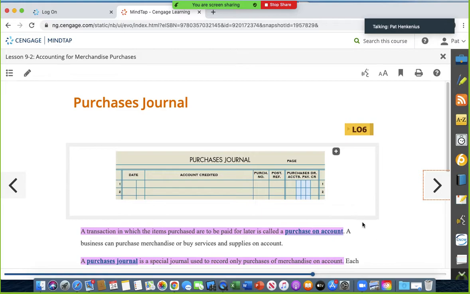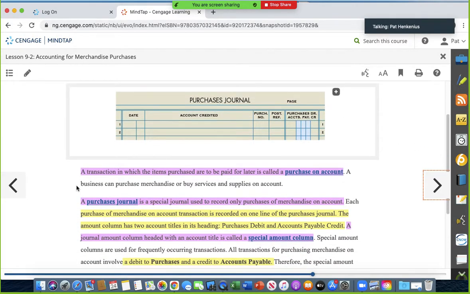So here's the purchases journal. You see the one column? It says purchases DR, which means we will debit purchases here, and we will credit accounts payable. Okay? And there's not that many. You'll write the date, you'll write the purchase order, we'll debit purchases, credit accounts payable, so we just do one column. Okay? What's put in the purchases journal is only transactions for merchandise on account, meaning we will purchase it and pay for it later.